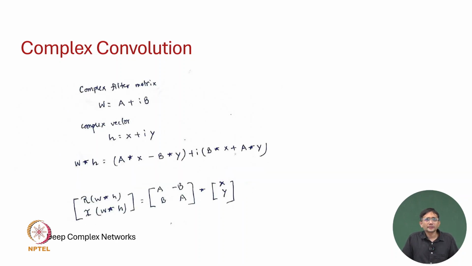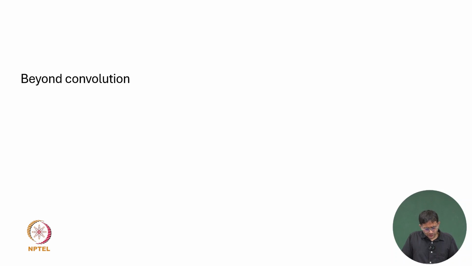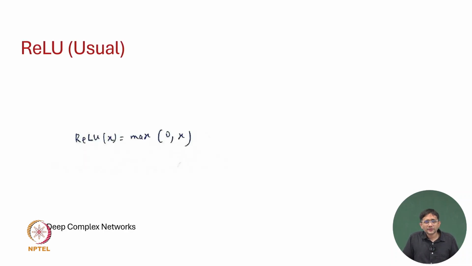So you can also write it like this in matrix format. Now let us move beyond convolution. I mean, just convolution doesn't constitute a CNN, right? We need a number of other components. So how about them? Let us first look at ReLU, right?